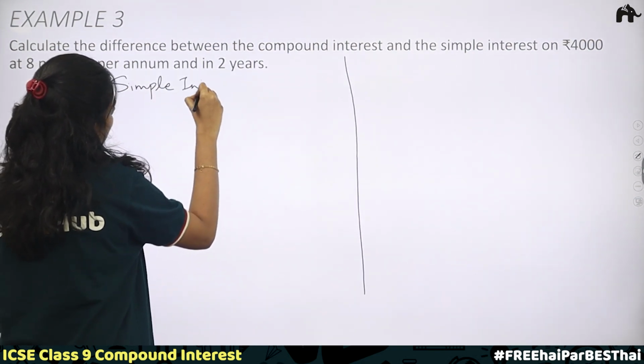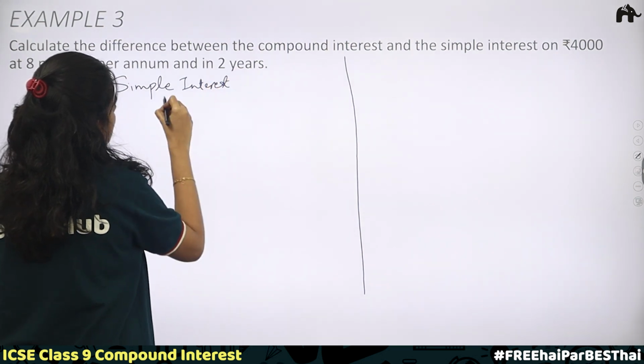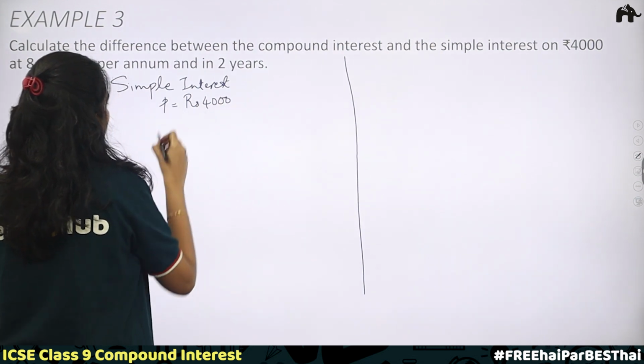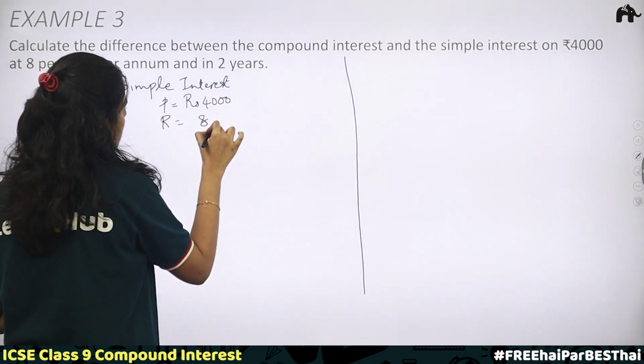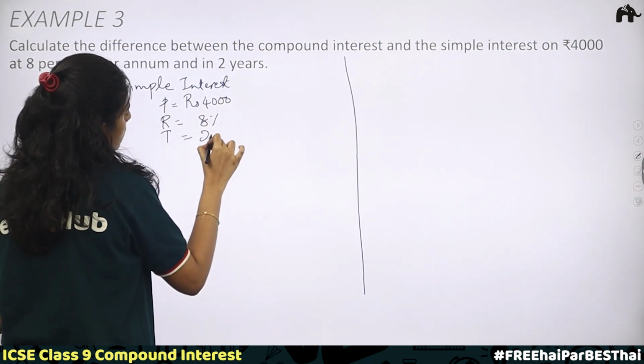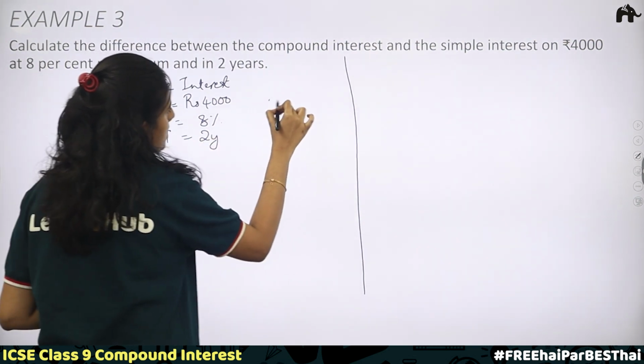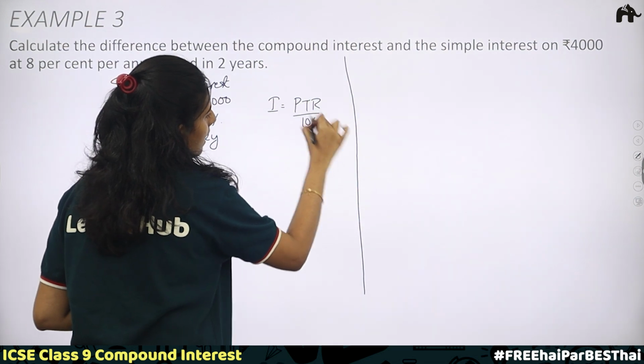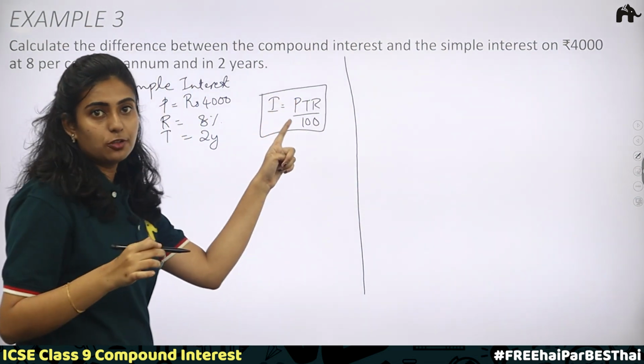Simple interest. Okay, here principal is given. Principal is equal to rupees 4,000. Rate of interest is 8%. Time is 2 years. Then how to find interest? Interest I will be equal to PTR divided by 100. Okay, so this is the formula to find interest.